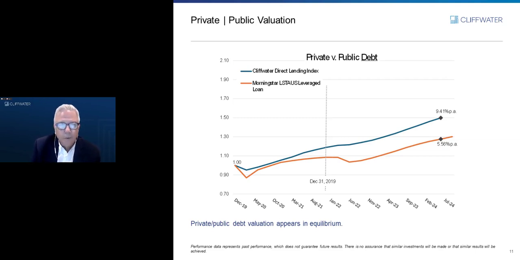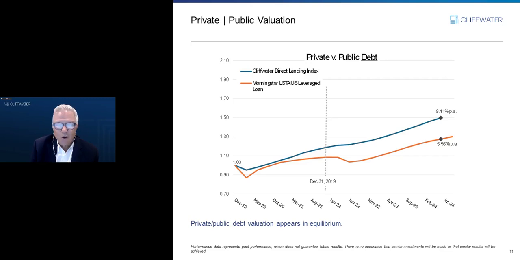Something I think most of you are familiar with. Here we're using the Cliffwater Direct Lending Index. That is gross of fee. But basically, I will say that most products, including our own, use a little bit of leverage, add on the fees, and basically their performance is very close to the Cliffwater Direct Lending Index, CDLI. So let's look at that pattern.